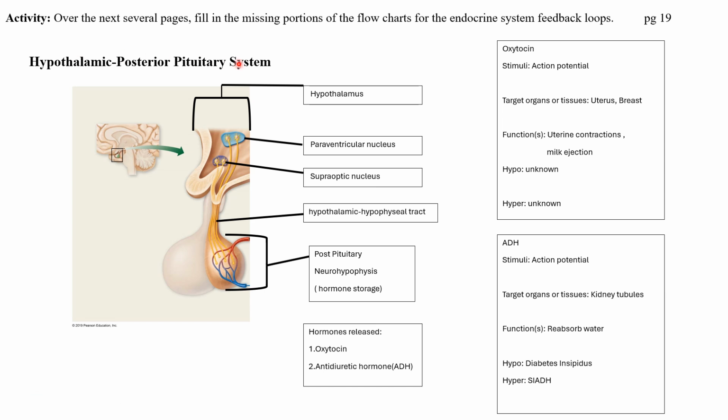So this is on page 19 of your manual, and you're supposed to fill this. So let me quickly go over. This is the hypothalamic posterior pituitary. So this is the hypothalamus. This bracket is the hypothalamus, right?